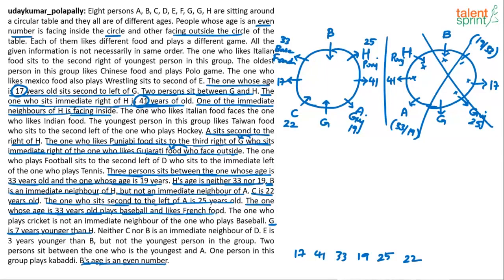Neither C nor B is an immediate neighbor of D. Is that satisfied? So D cannot be a neighbor of C or B. So D cannot come here, and D cannot come here. So where will D come? D does not take these two positions. This is A. So D has to be the one who's 41 years old. D goes there, so D is also fixed with respect to that.